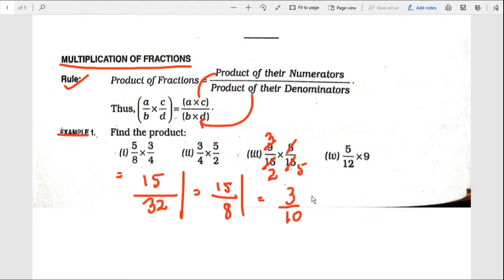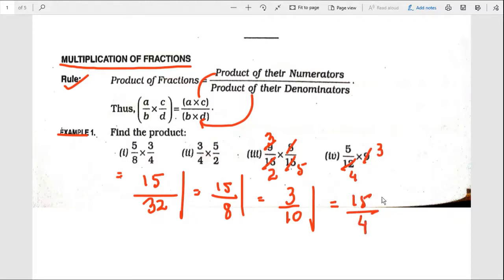So 3 by 10. Again 5 by 12, it will also be divisible by 3. So the common divisor is 3. So 3 threes are 9 and 3 fours are 12. So 3 fives are 15. The answer is 15 by 4.